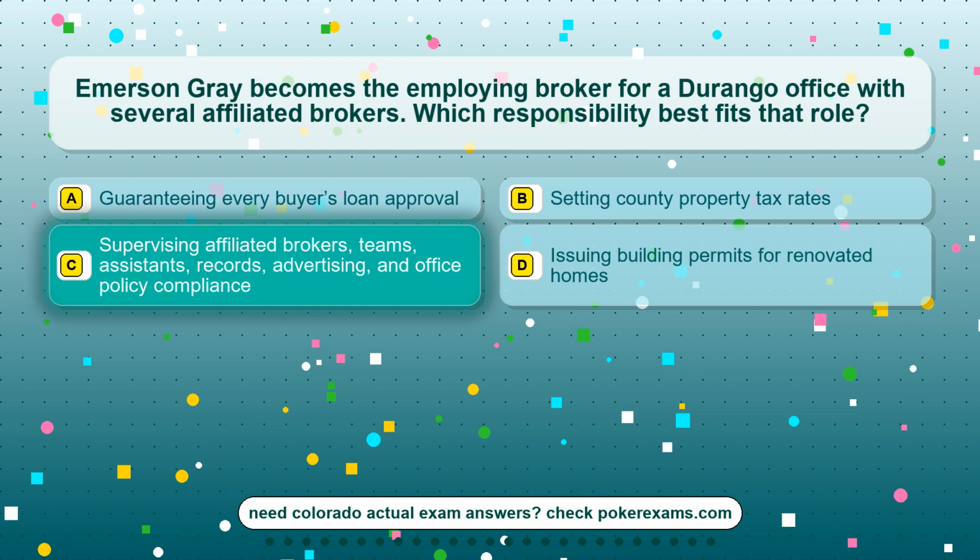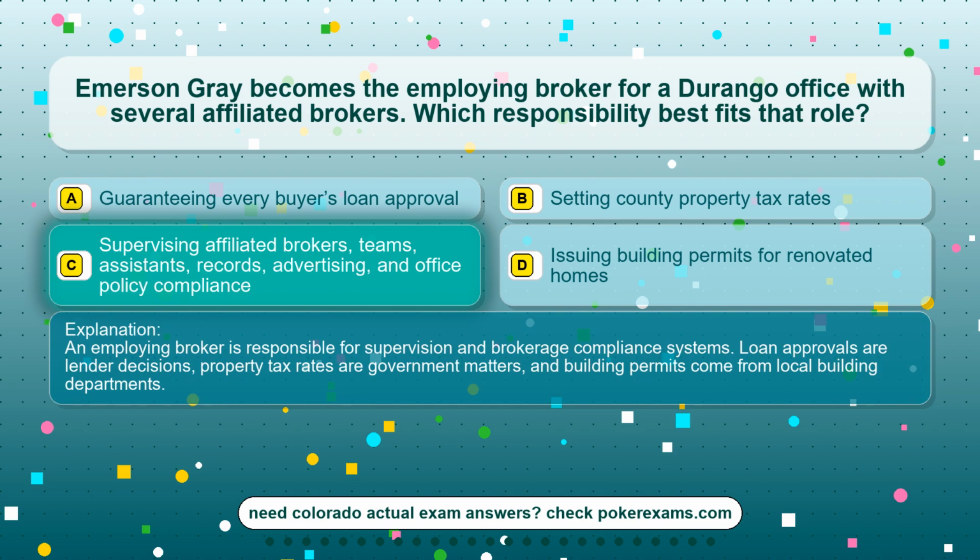The correct answer is option C. Supervising affiliated brokers, teams, assistants, records, advertising, and office policy compliance. An employing broker is responsible for supervision and brokerage compliance systems. Loan approvals are lender decisions, property tax rates are government matters, and building permits come from local building departments.